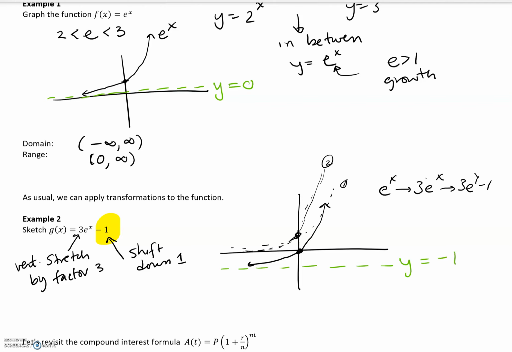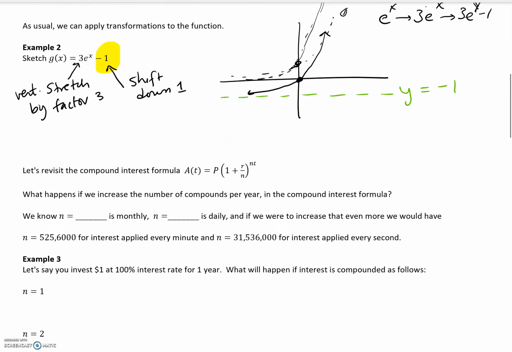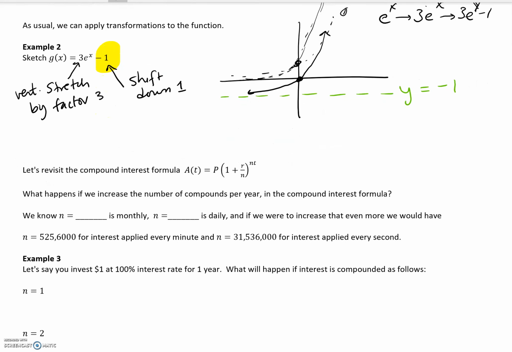So all transformations that we did before, pretty much the same idea applies to the function e to the x. Sketching it on your TI, graphing it on your TI, or sketching it by hand shouldn't be a whole lot different than what we've discussed before. Now let's go back and revisit the compound interest formula that we saw in the previous section. Now we want to look at this and see what happens if we increase the number of compounds per year in this compound interest formula.